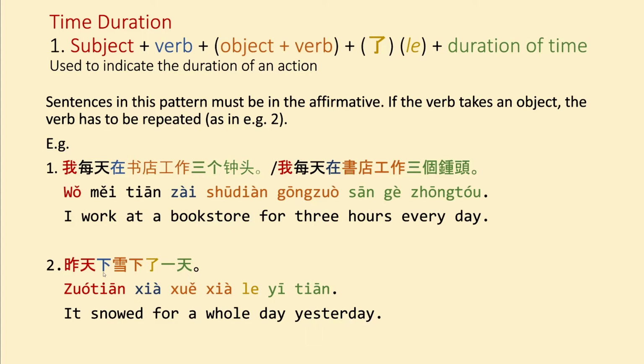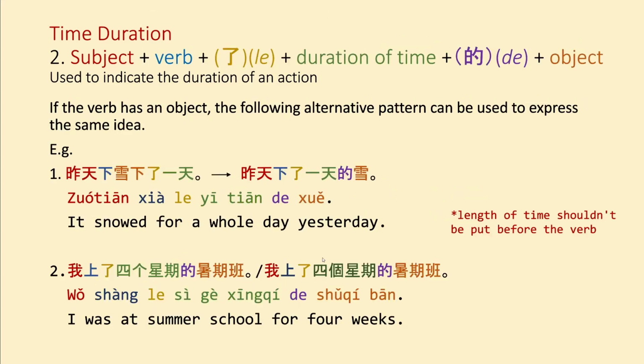In here you can see that because the verb takes an object, 下 right here is repeated a second time right here. 昨天下雪下了一天. The second pattern for time duration is subject plus verb plus le plus duration of time plus de plus object. And this is also used to indicate the duration of an action. So, if the verb has an object, you can use this alternative second pattern to express the same thing.